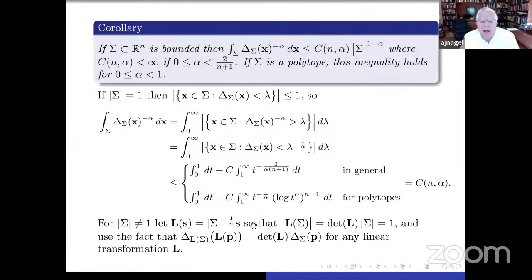If the volume of sigma is not equal to 1, which was assumed here, then one can get the more general result simply by dilating the set and using the fact that this minimum volume function behaves well relative to dilations. The determinant of the linear function comes out.